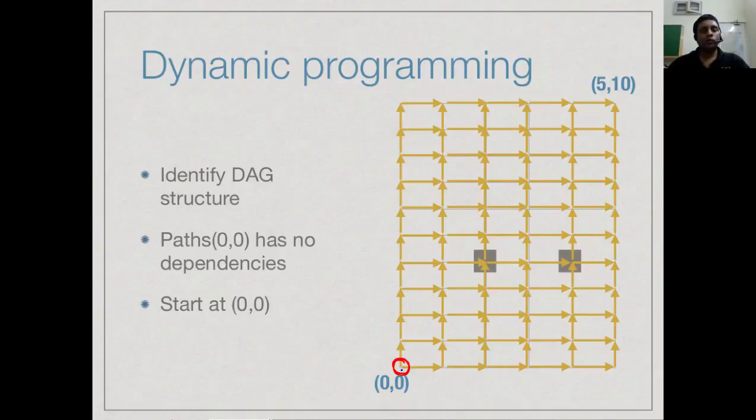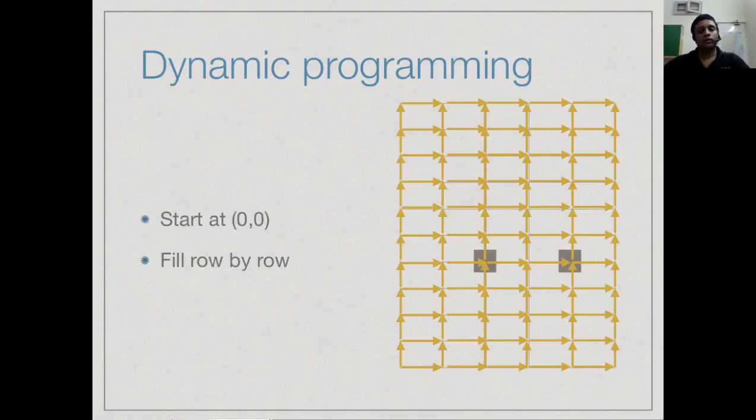So if you want to do a computation of this grid, the grid paths, directly using dynamic programming, the only place we can start is 0, 0. So we start at 0, 0 and we fill the value there, which is 1. And now we observe that we have two possibilities. We can go to the right or we can go up, because these two dependencies are now removed. So let's just go row by row.